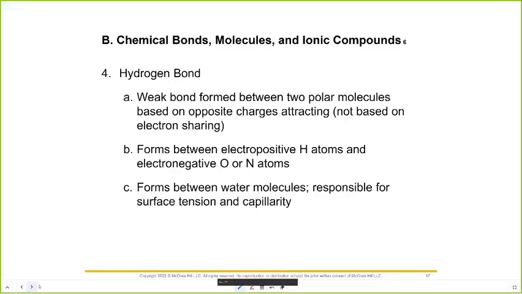So hydrogen bonds, we already talked about them, very weak by themselves. They're two polar molecules that have opposing charges. They're formed because of those electropositive H atoms, and they pull towards something that's negative. Usually it's oxygen or nitrogen. Because water is so prevalent, they may create something called surface tension. And this is mostly applicable in your respiratory system.